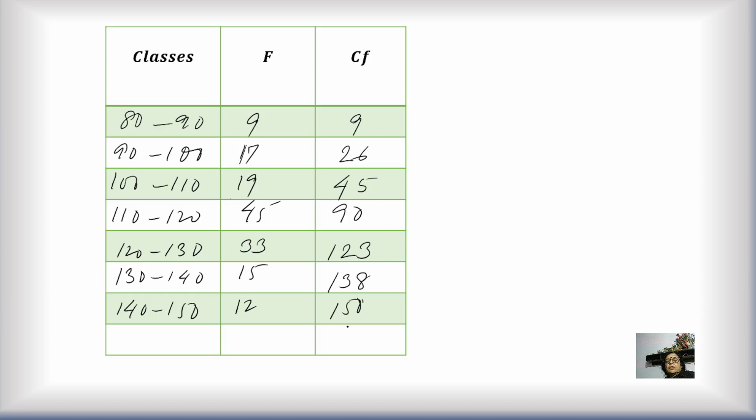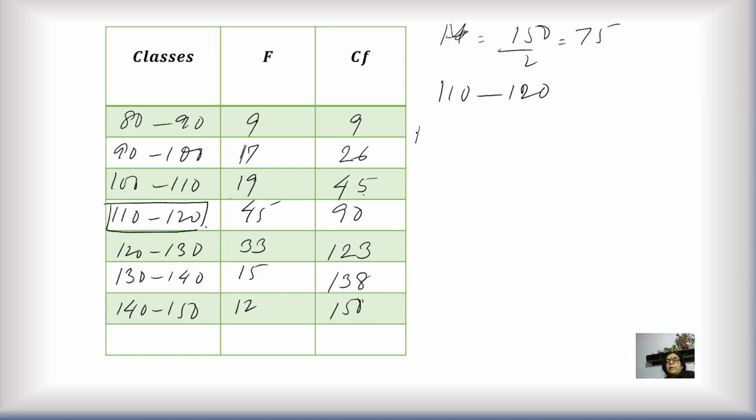So now this is the cumulative frequency which we have to take into help over here. First of all, the median class. First we'll find out n by 2. n by 2 is 150 by 2, that is 75. Now 75 comes in which class? Till here is 45, so 75 will come in this class interval 110 to 120. So now we have got the median class 110 to 120.